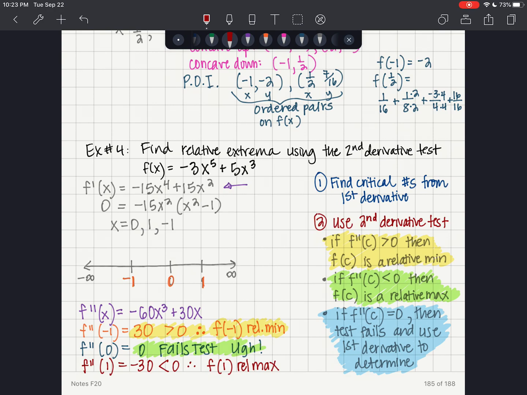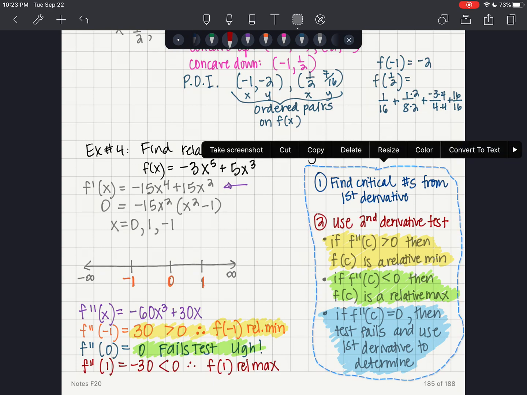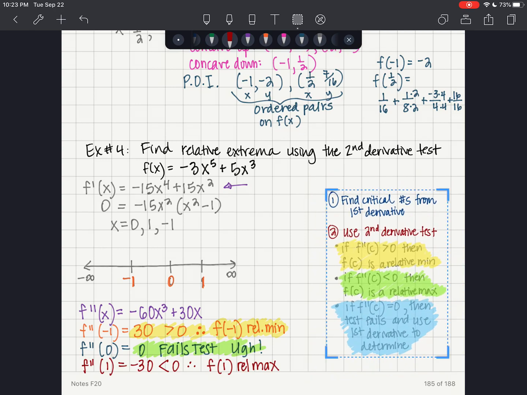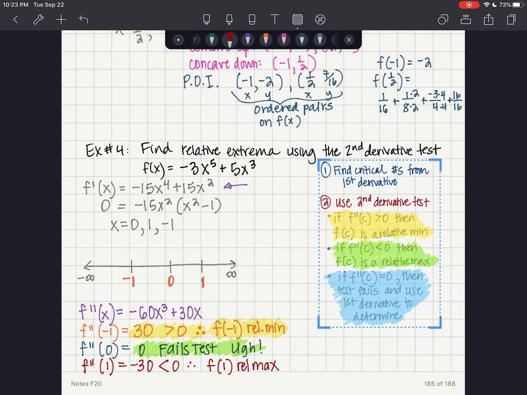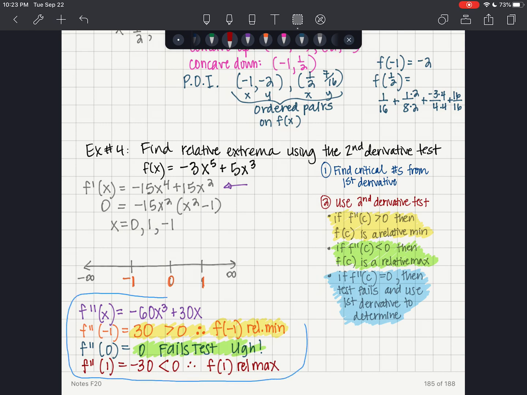Now I've run out of room here, so I'm going to have to take my work and shrink it. I'll resize it. There we go. And I'm going to do the same thing here. I'm going to shrink this.